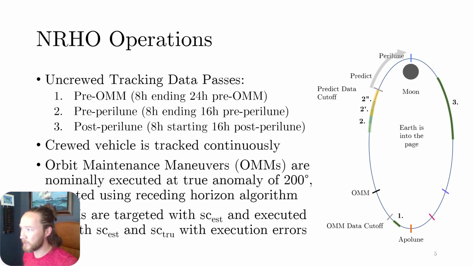The big difference when we are crewed is that we will be tracked continuously, but there will still be this prediction here from a data cutoff, or when we stop taking data, process that data, and then upload a state that may be in the vicinity of Perilune, or will include a prediction around Perilune.